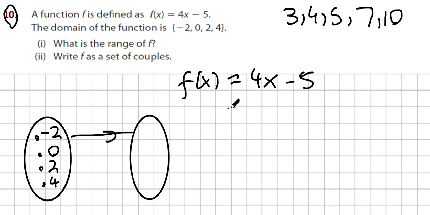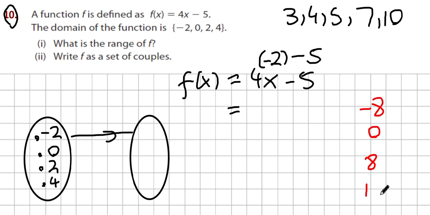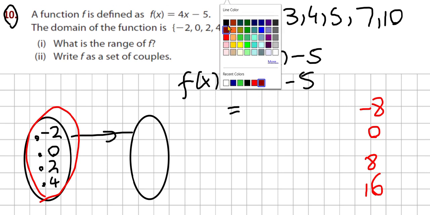And the deal is I multiply the input by 4, don't I? And then whatever answer it is, I take away 5. What's 4 times minus 2? So I think we're all agreed that it's going to be minus 8, 0, 8, and 16. Does everybody see what I did to all of these? I multiplied all of them by 4. Why did I multiply all of them by 4? It says 4x, 4 times your input. What do I do after I multiply it by 4? I take away 5 from everything.